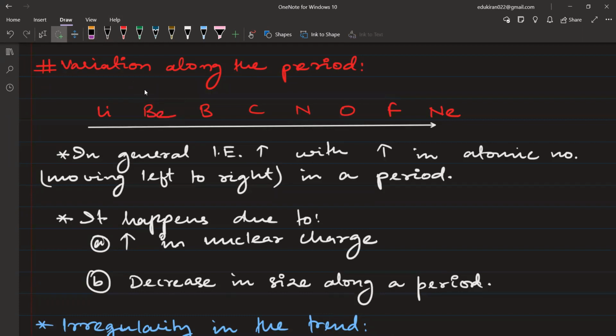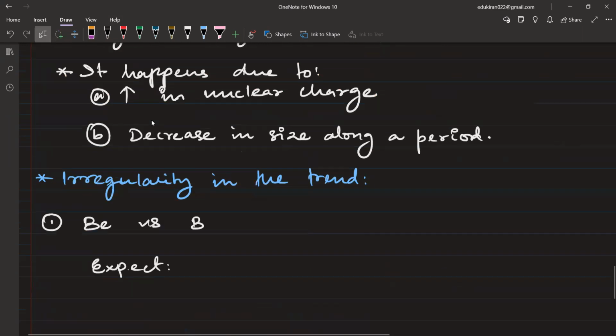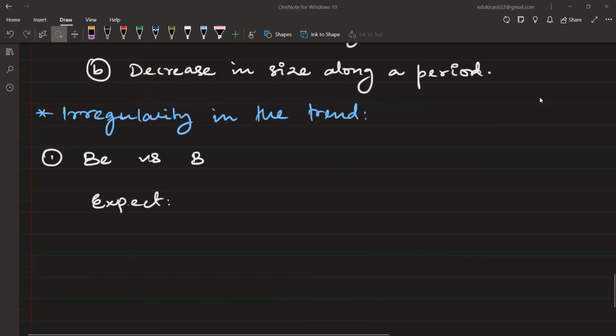Boron should have the higher ionization enthalpy. Why don't you people speak? I have to ask you so much. Ionization enthalpy. Okay, Devangi, you can rejoin. Is my voice breaking for everyone? Is my voice breaking?